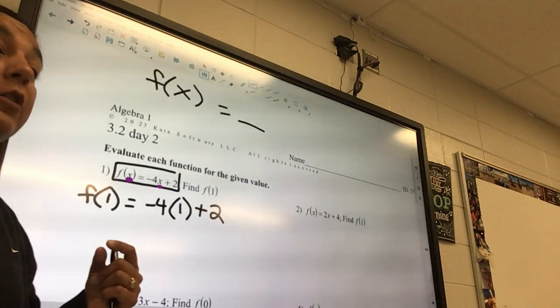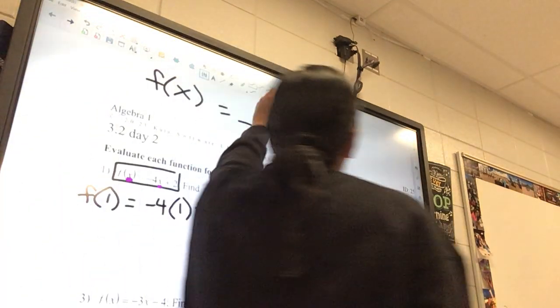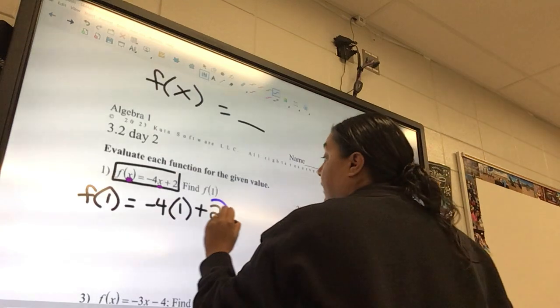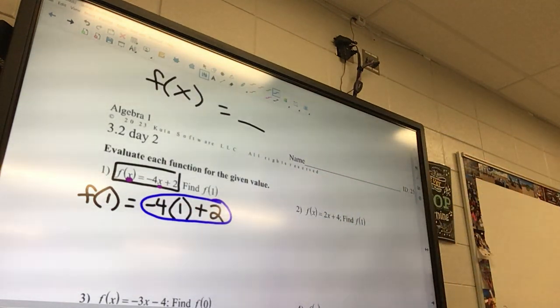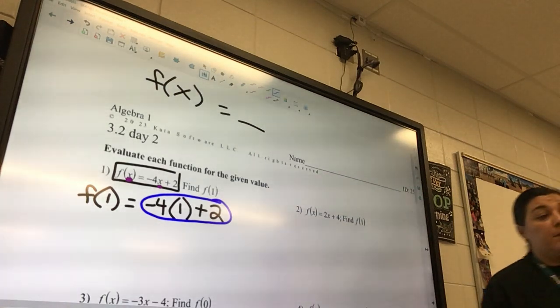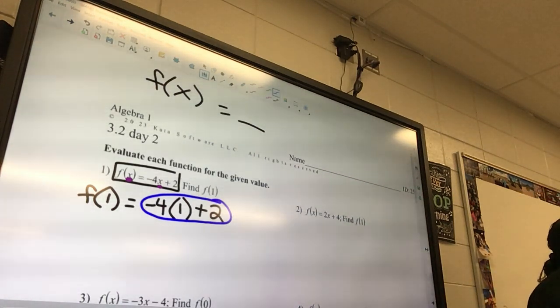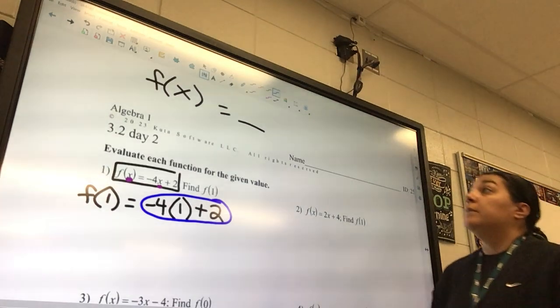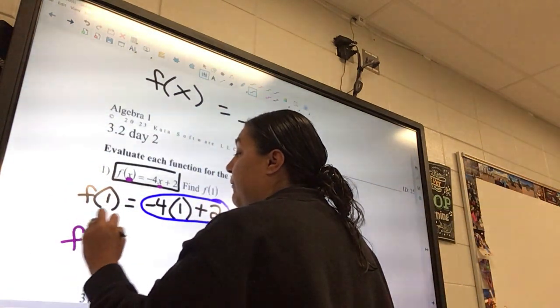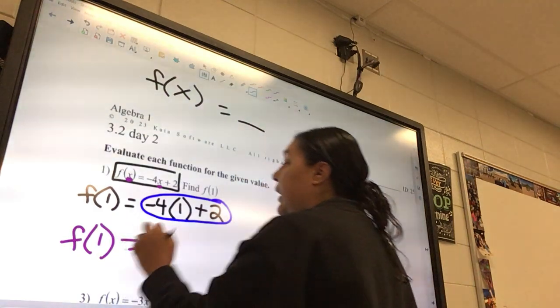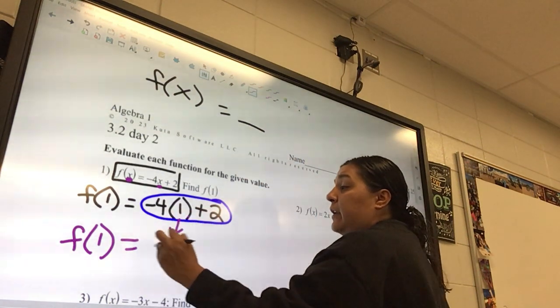Okay, so on your calculator, this is the part that you can type in. It does all the math for you. So type that on the calculator: -4 parenthesis 1 close parenthesis plus 2. That's -2. So what you're going to get is f of 1 equals, we've condensed this entire part down to -2.